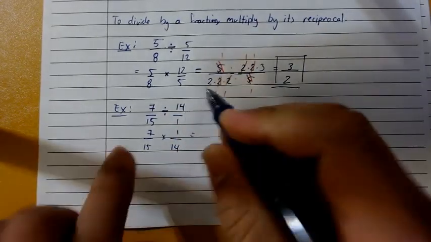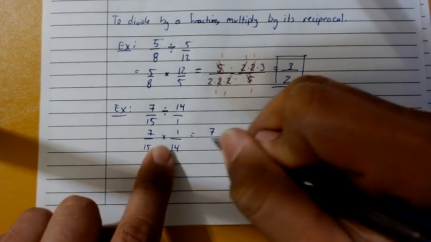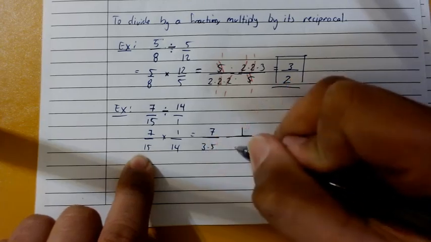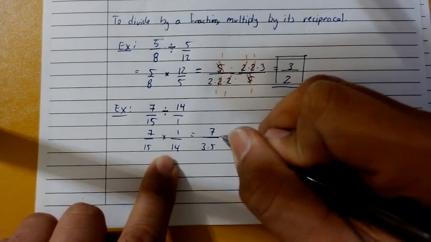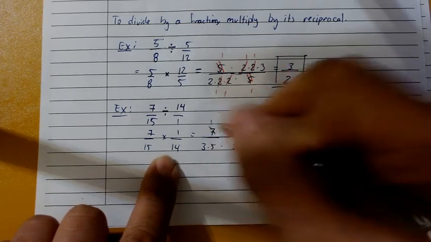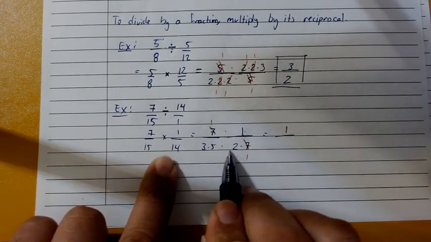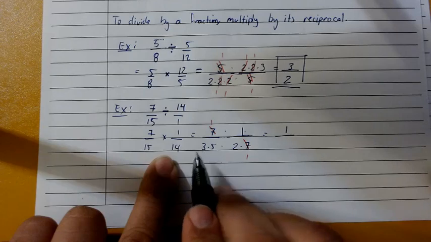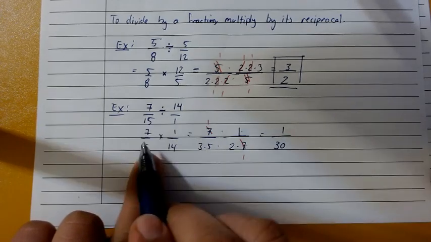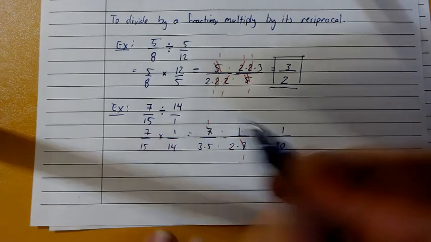And now we can multiply. Here, 7 and 1 are already prime numbers. We can't factor those anymore. 15 is 3 times 5, and 14 is 2 times 7. And it looks like not a lot divides out. It looks just like the 7s. So in the end, I have 1 times 1 equals 1 in my numerator. 1 times 2 is 2. 2 times 5 is 10. Times 3 is 30. So if I take 7/15 divided by 14, that's the same as 7/15 times 1 over 14, which reduces down to 1 over 30 as my result.